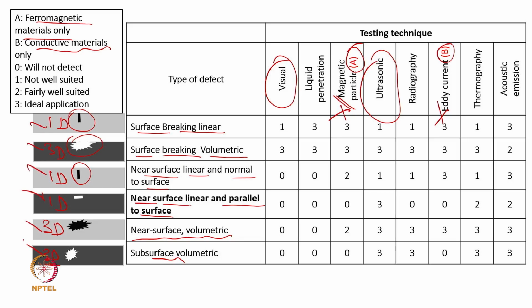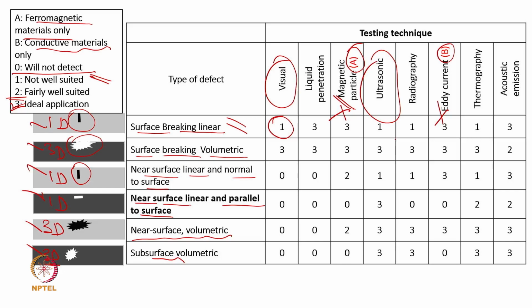Based on the defects we have given the ranking. 0 means it will not detect, it will not be useful at all, and 1 is not well suited. 2 I can say is average, which can be selected depending on the available resources, if I do not have a costly machine available. The third is the ideal application, where this machine should be utilized. Now, coming to surface breaking linear defects, we say visual can be utilized, but I am not giving very high marks, as it needs to be associated with other techniques.